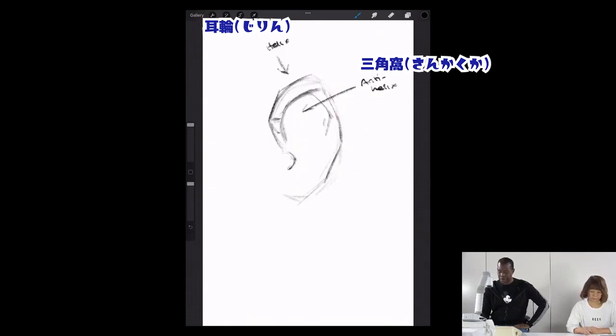And then you might notice there's a little hard part. Where this top ridge, which I call the helix, is kind of going inwards, and then opposite that, there's a little hard part, like a little ball here, right? Which you can touch and feel easily. That part is called the tragus.